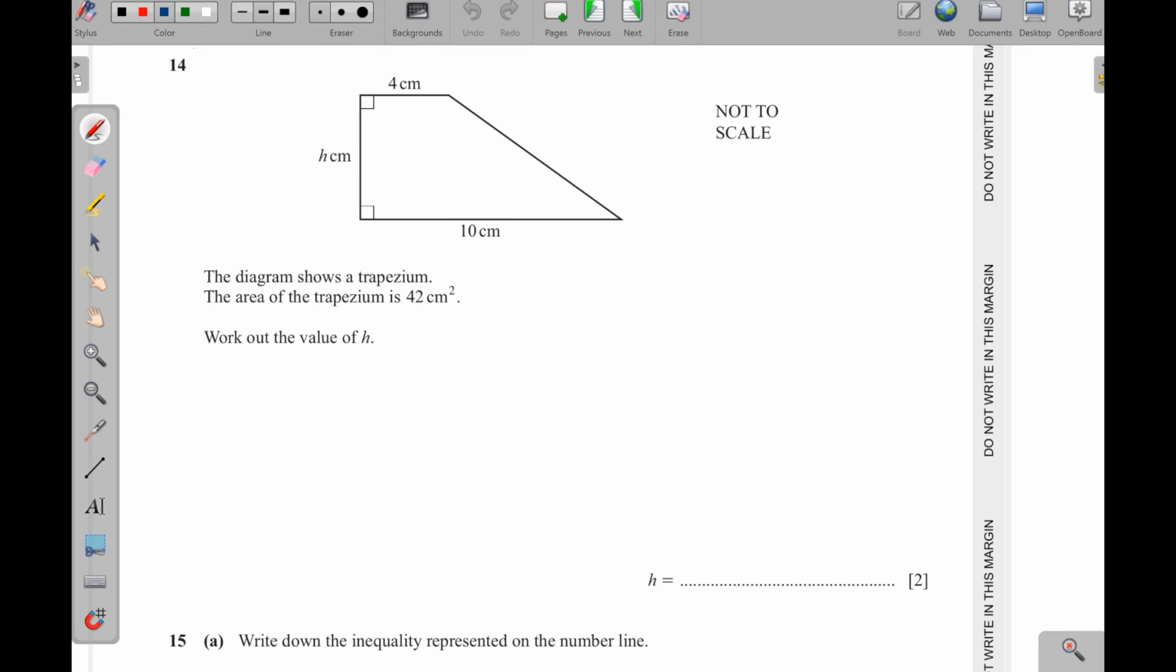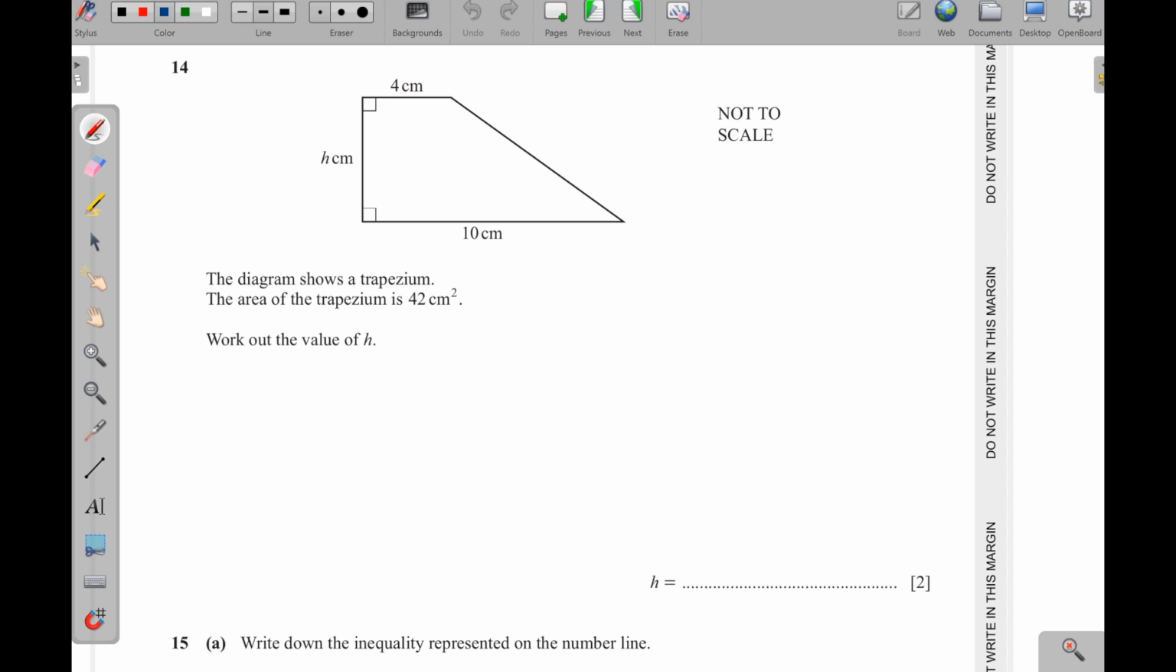This is Teacher Simon taking you through IGCSE Core Mathematics paper 0580-13 for May-June 2025, and this is part 2 for questions 14 to 25. Question 14, they are saying the diagram shows a trapezium. The area of the trapezium is 42 centimeters squared. Work out the value of h.